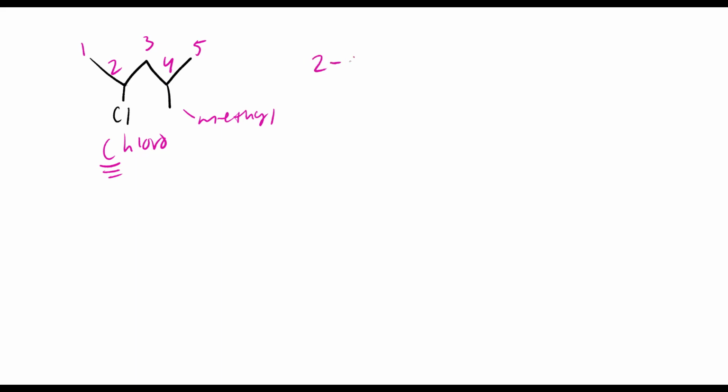So this will be a 2 chloro 4 methyl pentane. We did that because chloro comes before methyl in the alphabet. So because it comes first in the alphabet, we will count from left to right. We will slightly favor the halide, right?